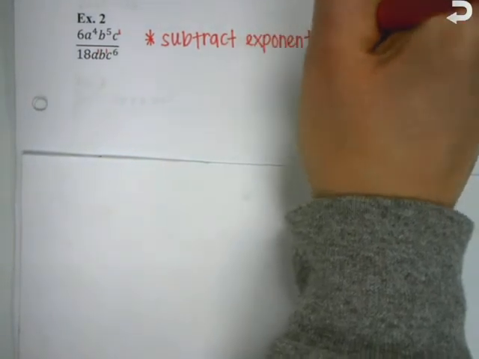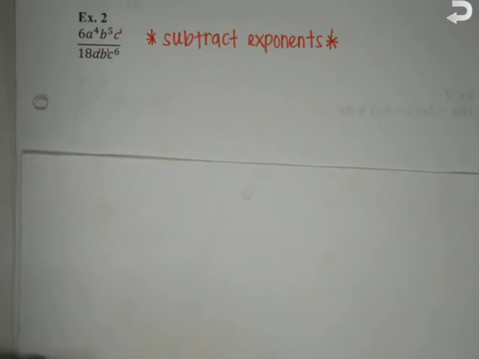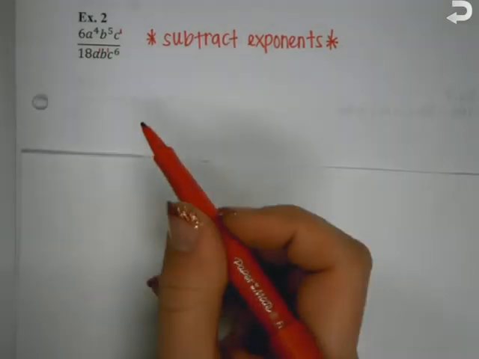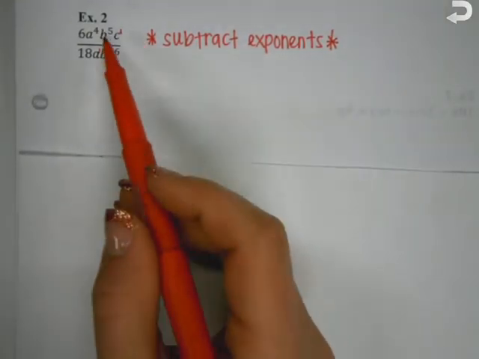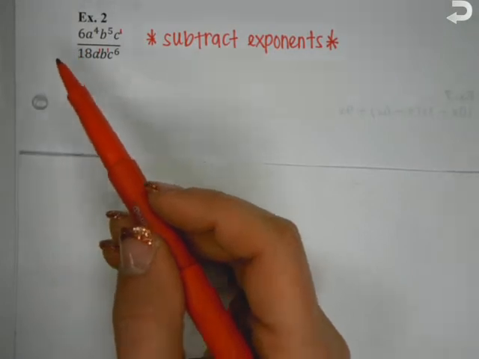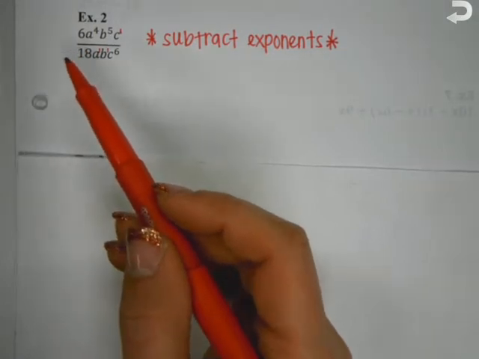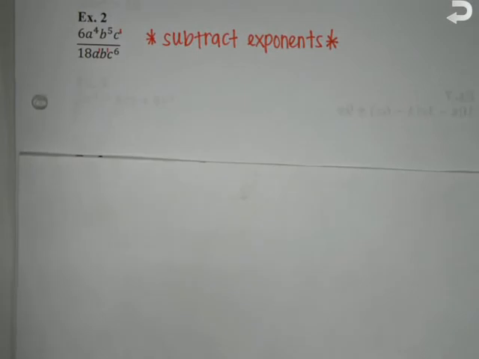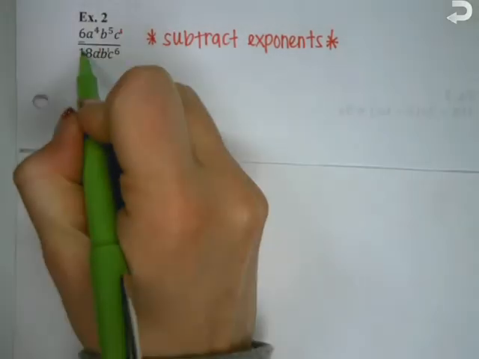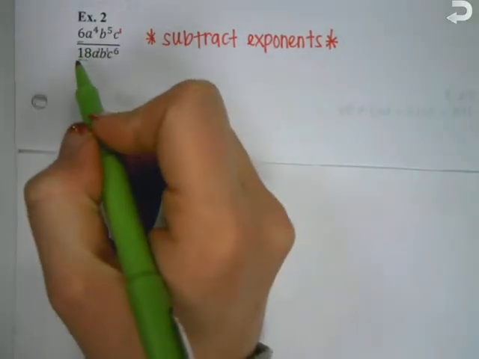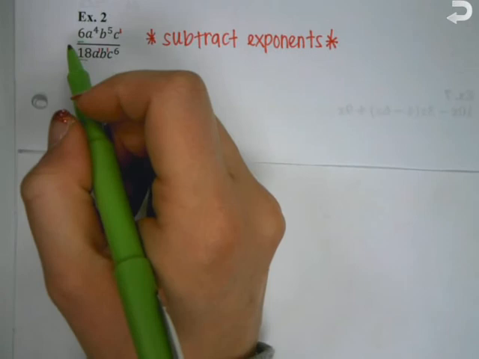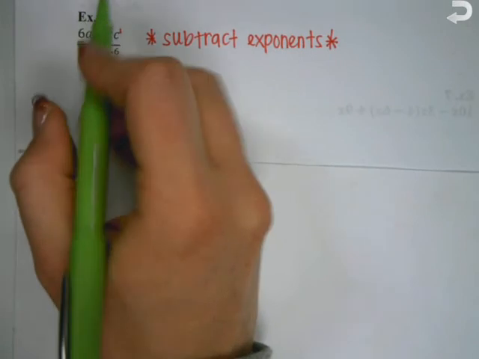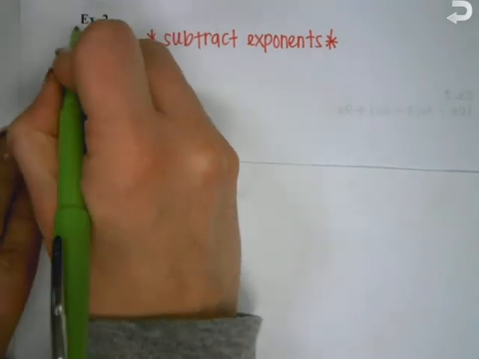Okay. But will my exponents always be on top? No. How do I know where they go? Wherever the bigger one is. Okay, so let's look at these. Let's look at the coefficients first. 6 and 18. Do those reduce at all? Yeah, what do they both divide by? 6. 6 goes into 6 once, and 6 goes into 18 3 times.